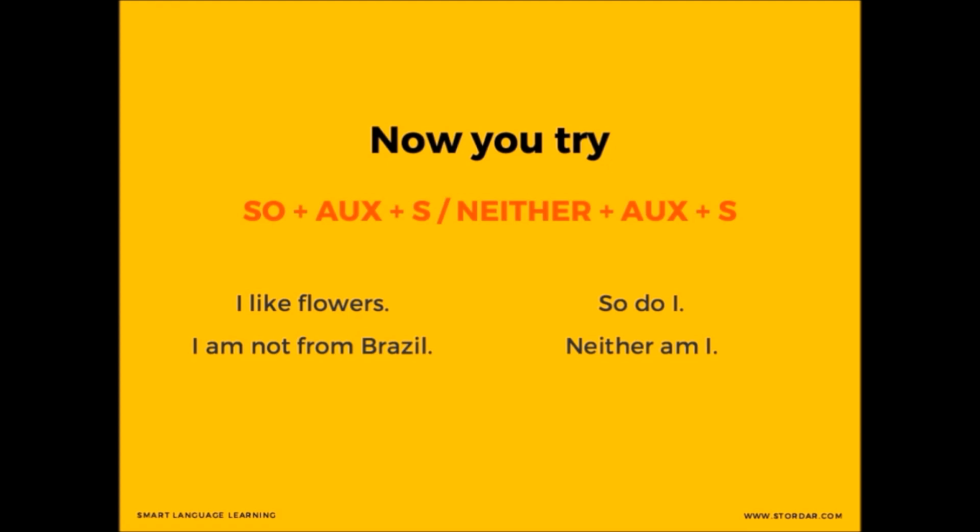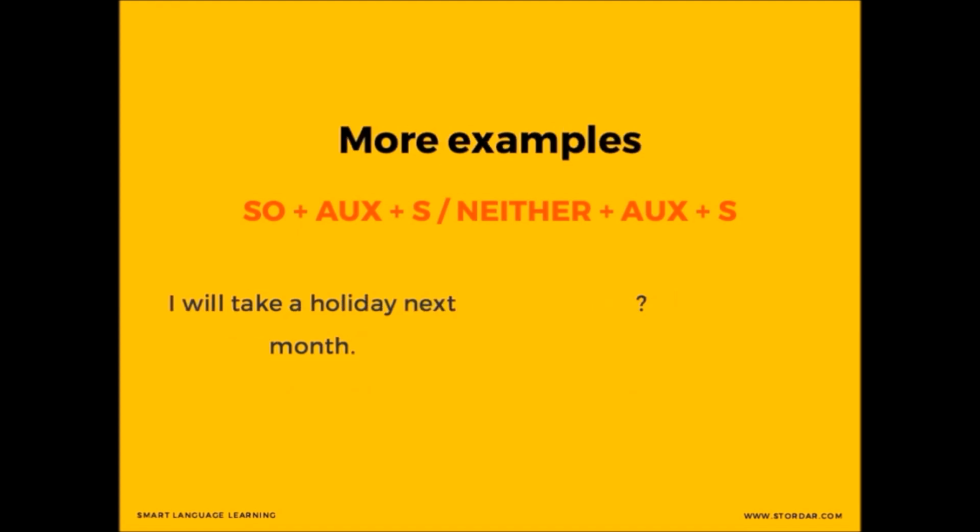If the sentence said I am, you react with am I. If the sentence says I like, you react with the auxiliary for the simple tense, do I. For example, if I say I have finished my homework, you will say so have I. Yeah, because you used the perfect. For example, if you say I will take a holiday next month, how will you react? Right, so will I. Okay?